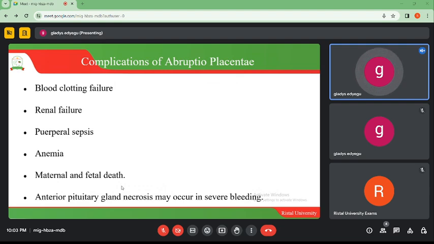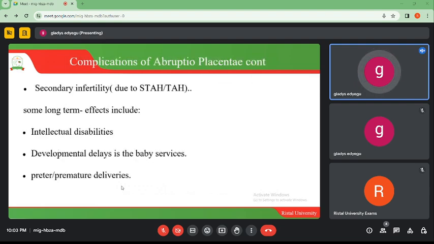We can also have maternal and fetal death in relation to the amount of blood loss. Then anterior pituitary gland necrosis may occur in severe bleeding due to insufficient supply to the brain. Then secondary infertility can occur if this mother loses her uterus, due to a convolute kind of uterus. This mother may end up with a TAH or STAH, then she can end up with secondary infertility, which would have not been planned for.